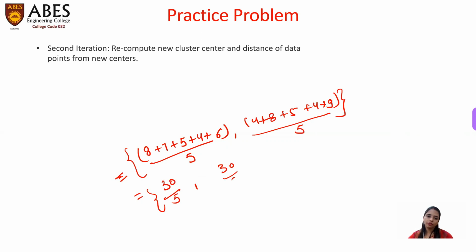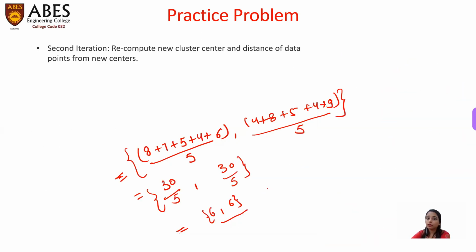30 divided by 5. Add them, and on adding we get these same values. So 30 divided by 5 is 6, comma 6. So the new center of cluster 2 is 6, comma 6.